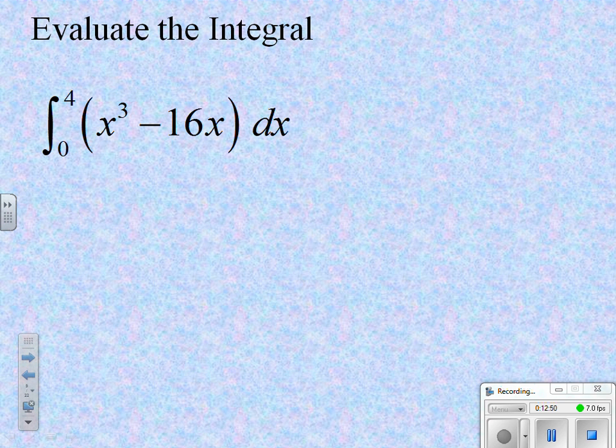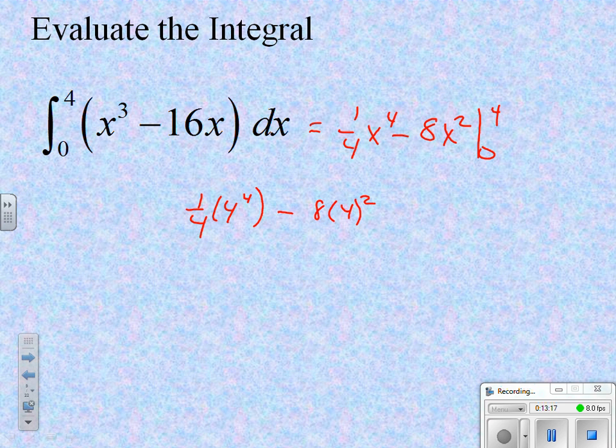Let's evaluate the integral from 0 to 4 of x cubed minus 16x. The antiderivative is 1/4 x to the 4th minus 8x squared from 0 to 4. So that's 1/4 of 4 to the 4th minus 8 times 4 squared, minus 0 minus 0. The liberal use of parentheses here is a great idea. Don't use too few.